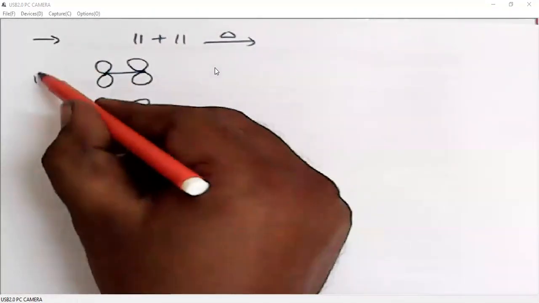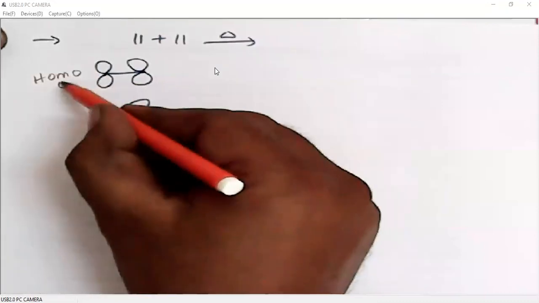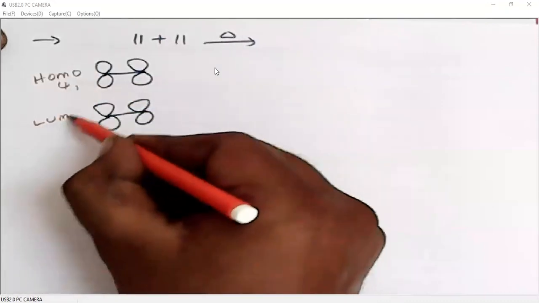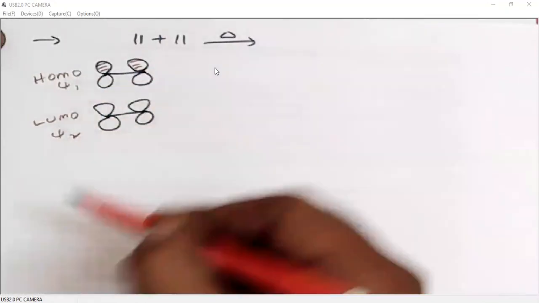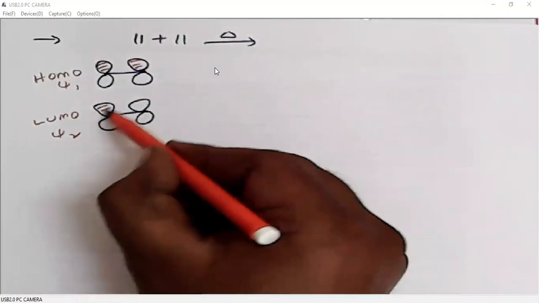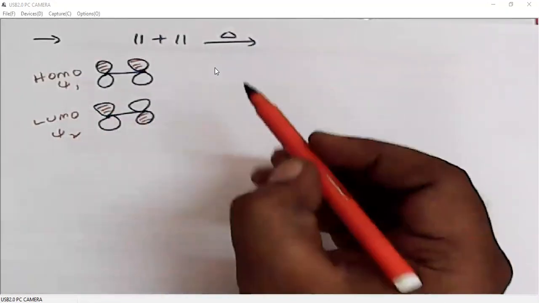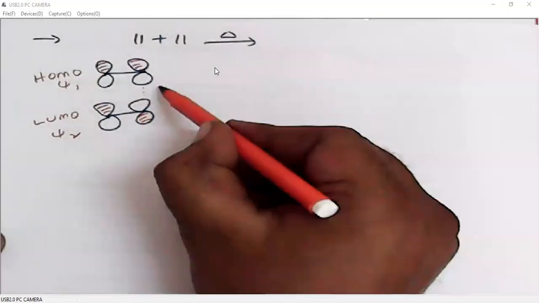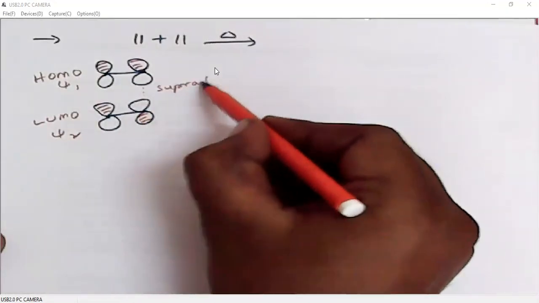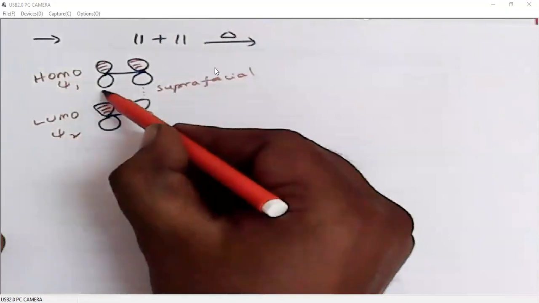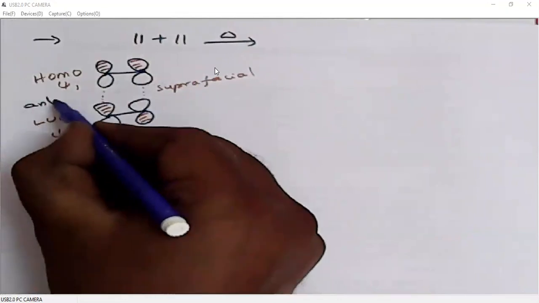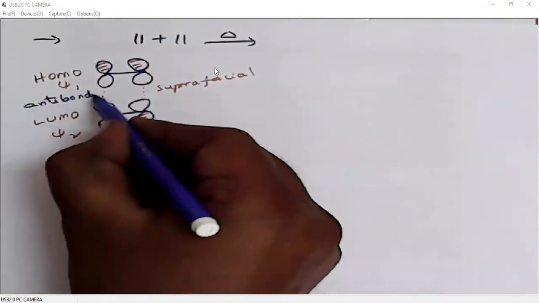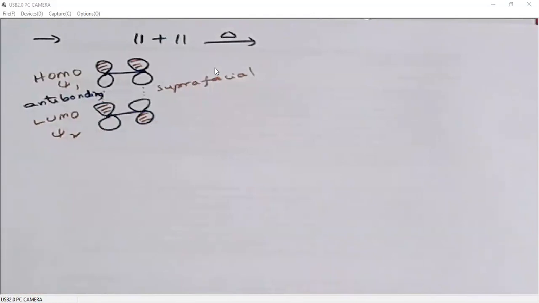So, for example, what is HOMO? HOMO is Psi1, LUMO is Psi2. HOMO has no nodes, LUMO has a node. See, this is a bonding interaction. This is a suprafacial bonding interaction. But this is not a bonding interaction, it is an anti-bonding interaction. Now, is the reaction possible or not?